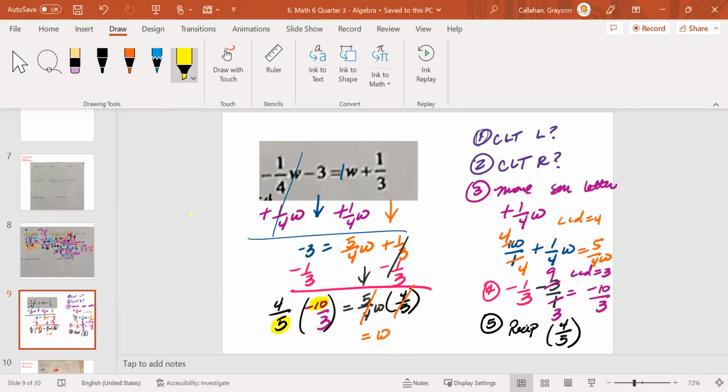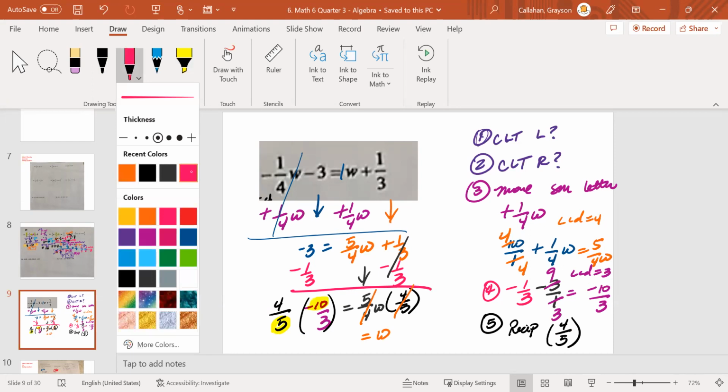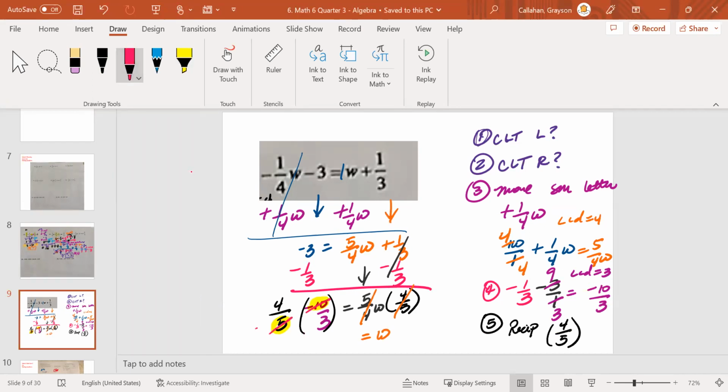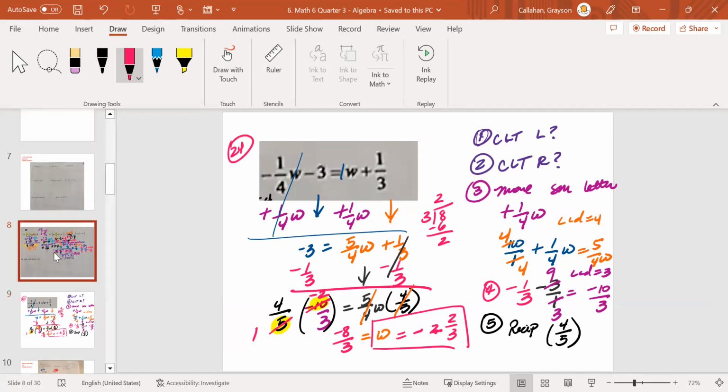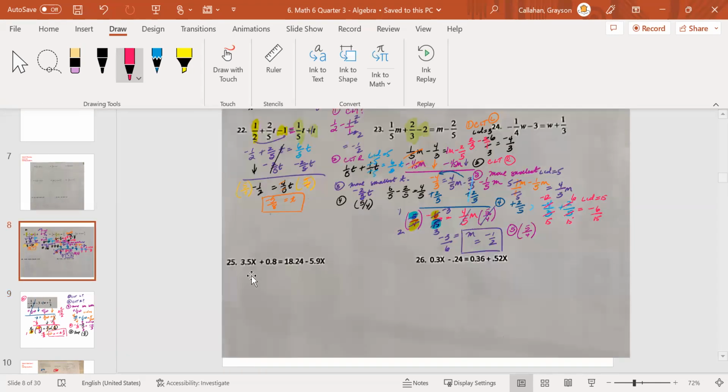I also noticed that the 5 and the 10, you can reduce before you multiply. If you divide it by 5, 5 divided by 5 is 1. Negative 10 divided by 5 is a negative 2. So then when I multiply this, I get a negative 8/3, which if you write it as a proper fraction, is a negative 2 2/3 for w. And that's your answer for number 24. Okay, for number 25.